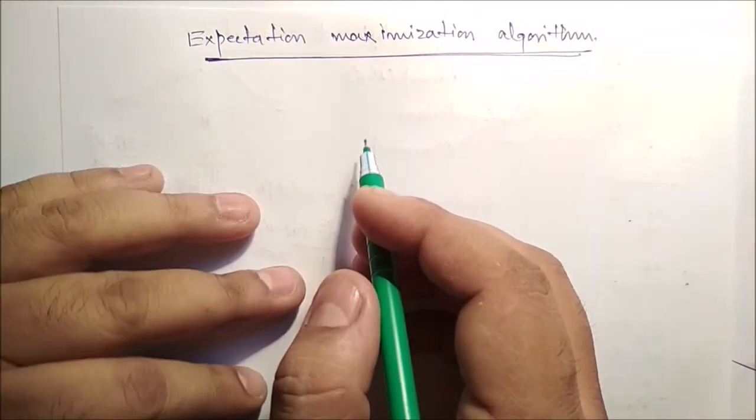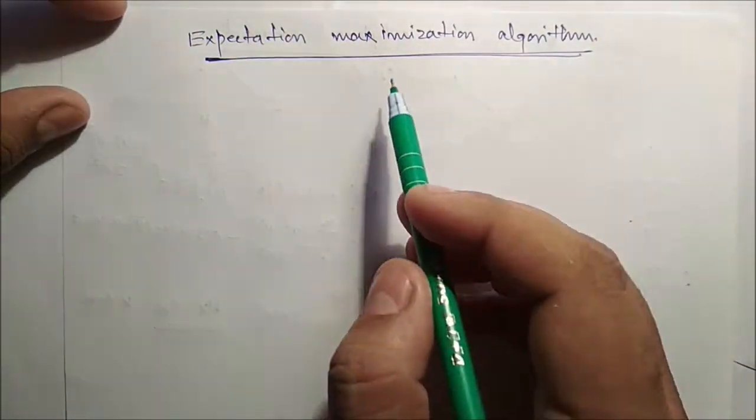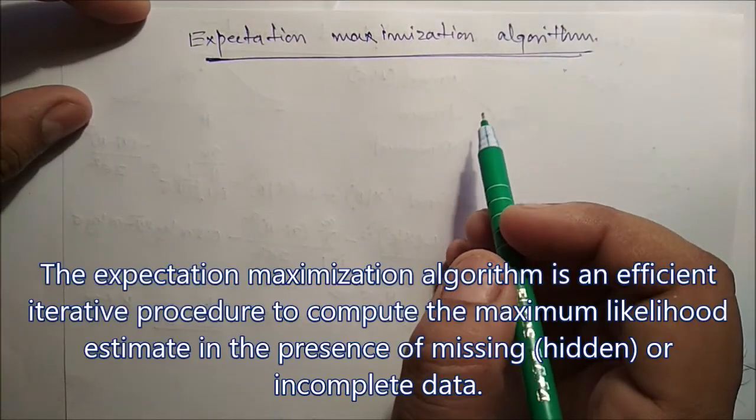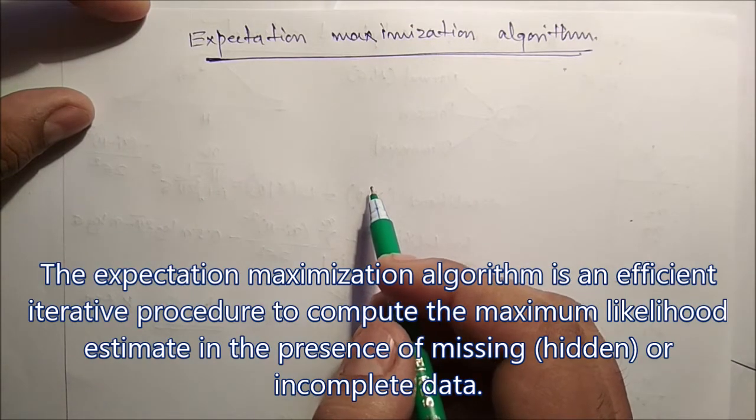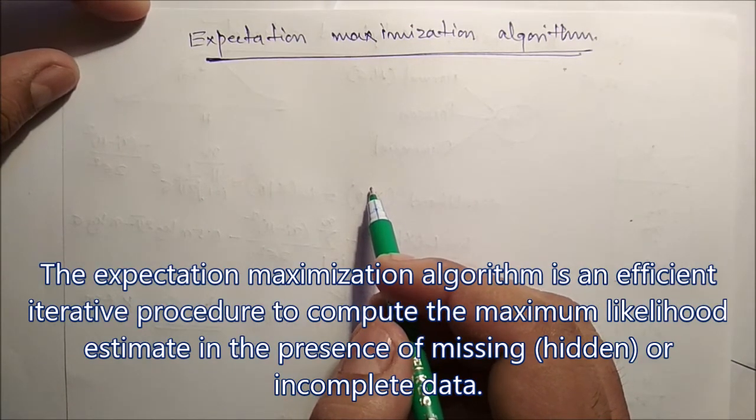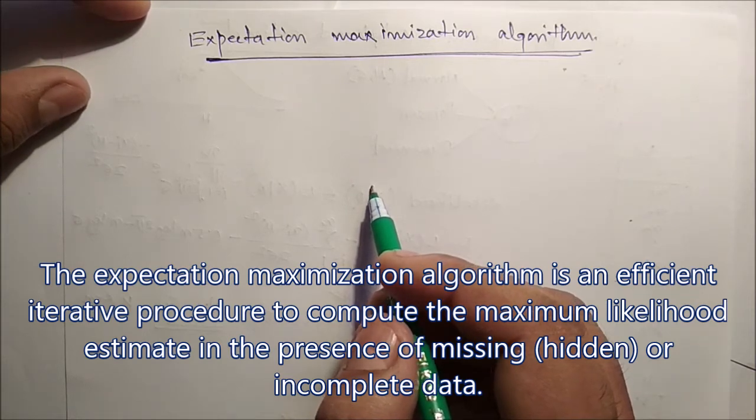Welcome back friends. In this video we'll discuss the expectation maximization algorithm. The expectation maximization algorithm is an efficient iterative procedure to compute the maximum likelihood estimate in the presence of missing or hidden or incomplete data.